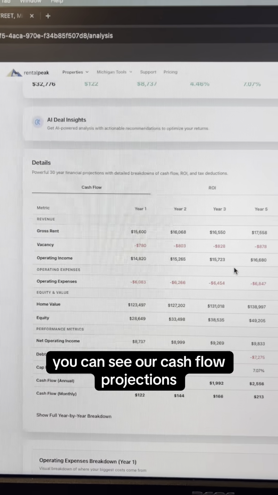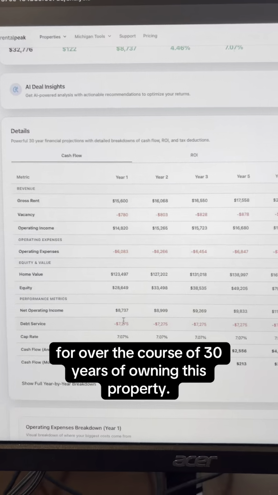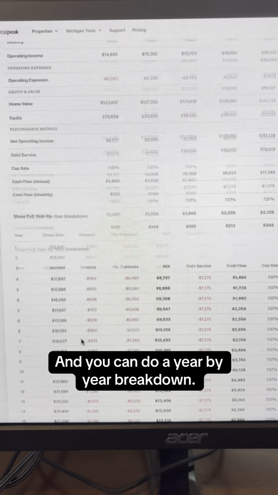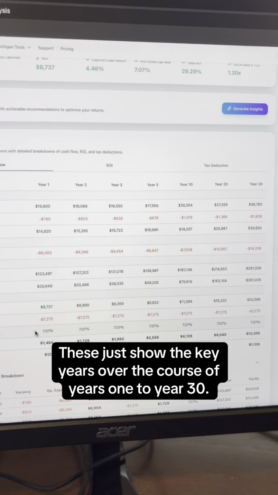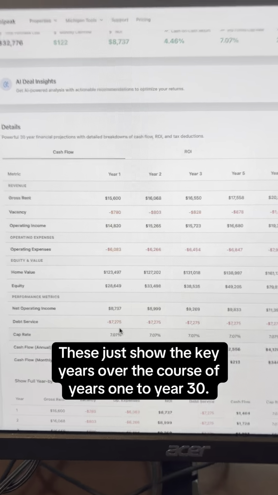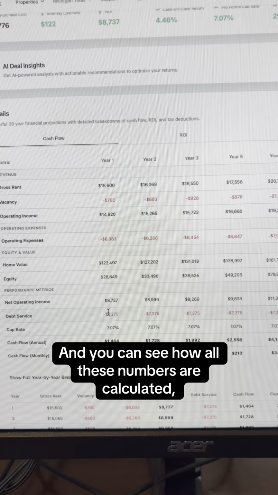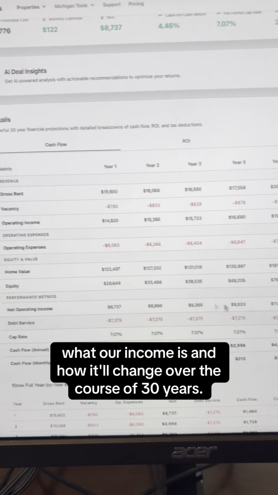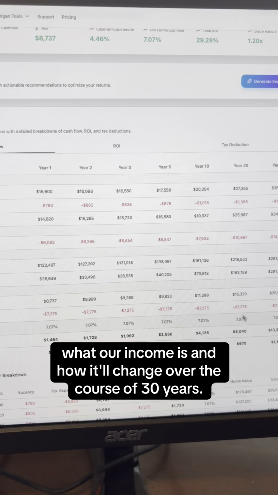Coming down to this screen, you can see our cash flow projections over the course of 30 years of owning this property, and you can do a year by year breakdown. These just show the key years over the course of year 1 to year 30. And you can see how all these numbers are calculated, where the numbers are flowing out of the deal, what our income is, and how it'll change over the course of 30 years.